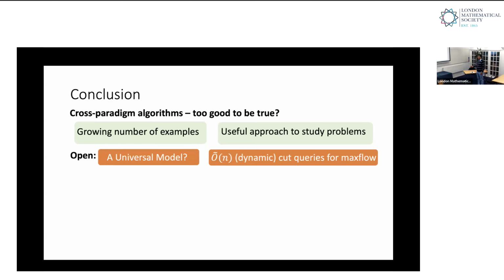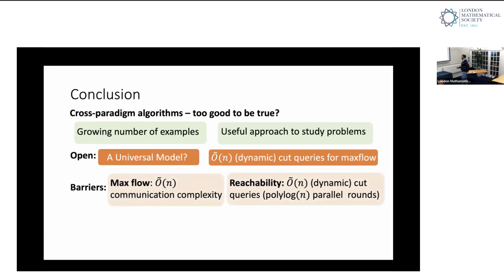Or on the concrete problem side, can we come up with a max-flow algorithm which makes almost linear dynamic cut queries? It will immediately also imply a communication algorithm as well. And these are the main barriers that we need to overcome. One is for max flow. A good result would be a communication complexity upper bound. And for reachability, this is the conjecture I mentioned, which has a bunch of implications.